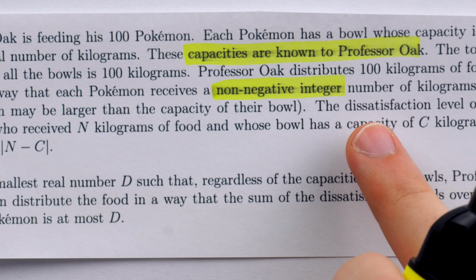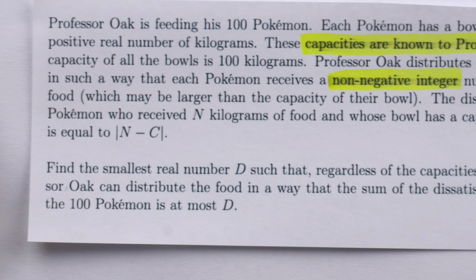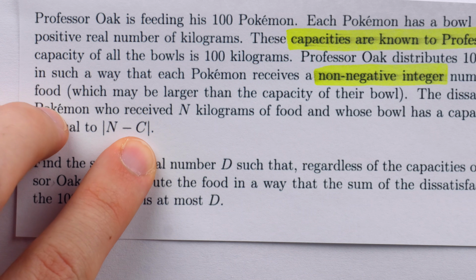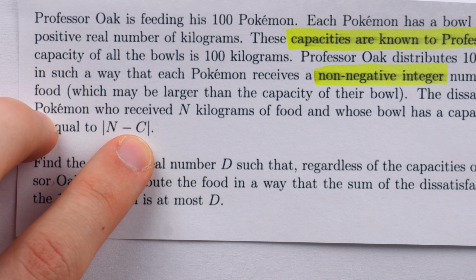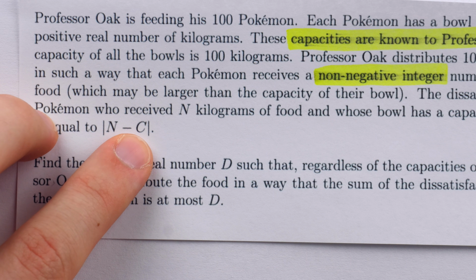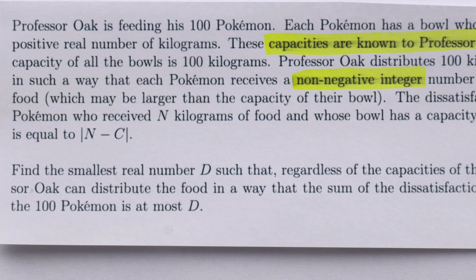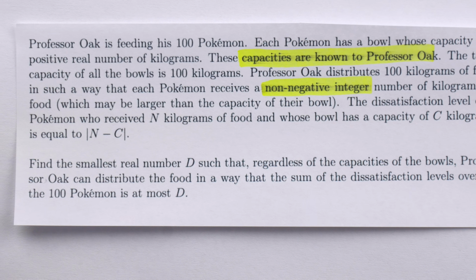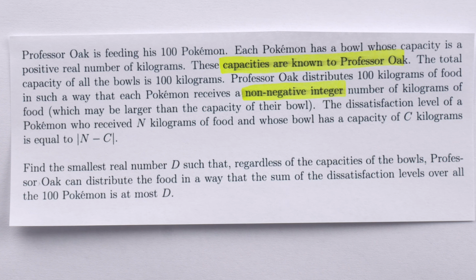Again, keep in mind the dissatisfaction level of a Pokémon just depends on how much food they received and how far away that is from the capacity of their bowl. It doesn't matter if they get more food than the capacity or less food, it's just the difference that's important. Other big picture details like 100 Pokémon and 100 kilogram total capacity are obvious, but those are a couple of the more subtle and easy to miss details.